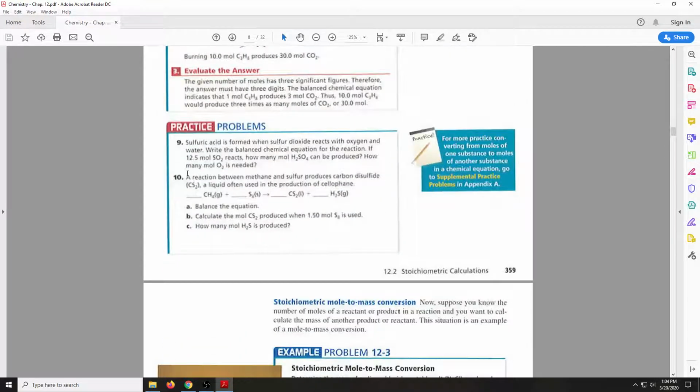That's how you'll have to do this. For number 10, you'll have to balance it. For number 9, I believe it gives you all the reactants and products, so you still have to balance it as well.